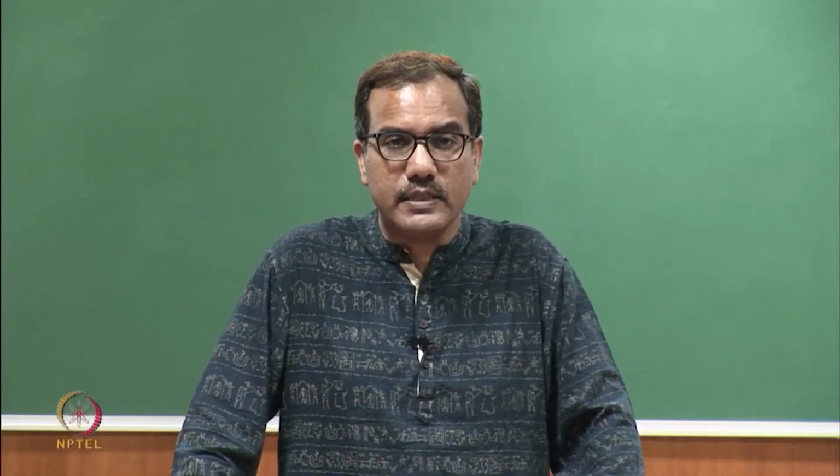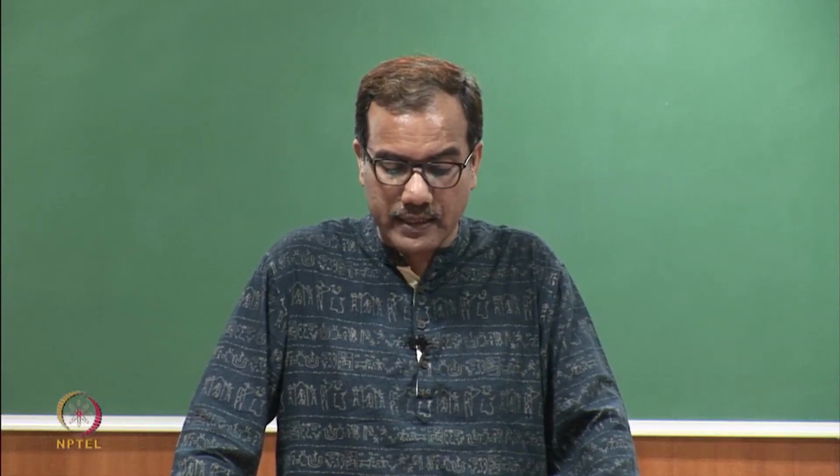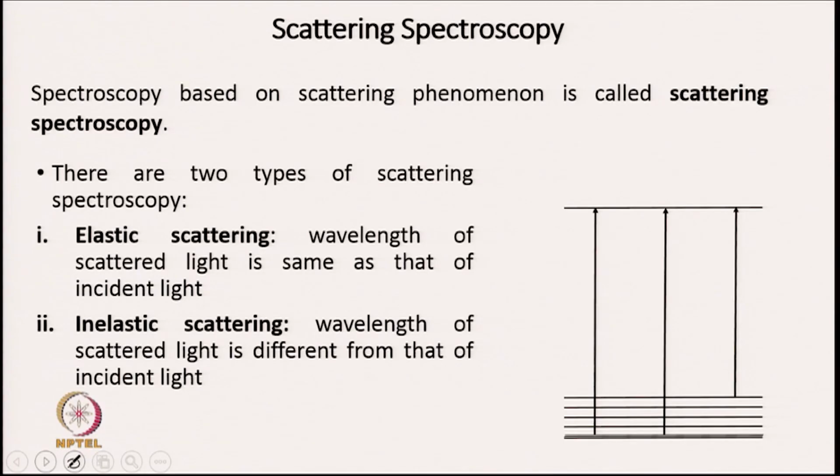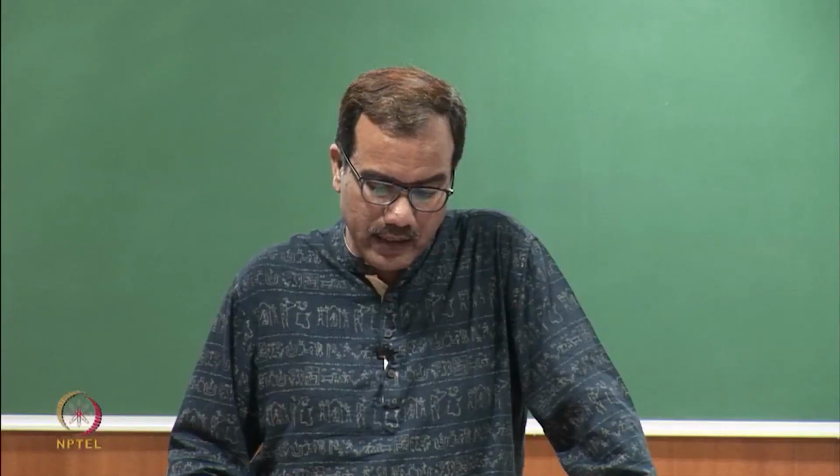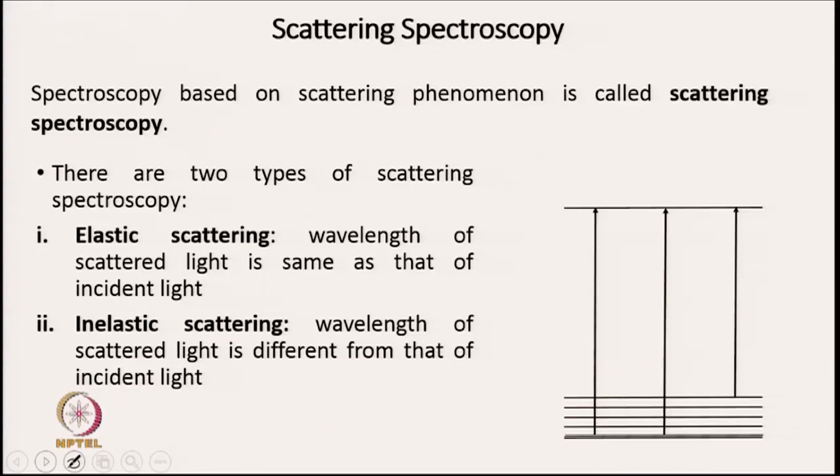Now, the next thing which we are going to discuss is scattering spectroscopy. These are particularly important if you want to calculate the energy of rotational levels for nonpolar molecules. These are based on a scattering phenomenon, and scattering can be of two types. One is elastic scattering, where the wavelength of the scattered light is the same as that of the incident light, and the second is inelastic scattering, where the wavelength of the scattered light is different from that of the incident light.